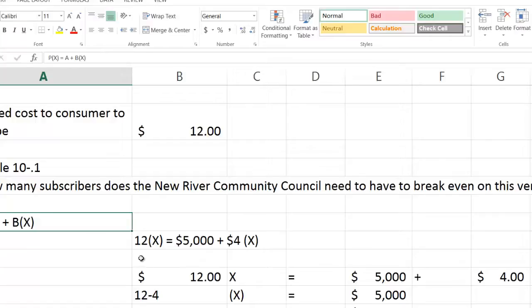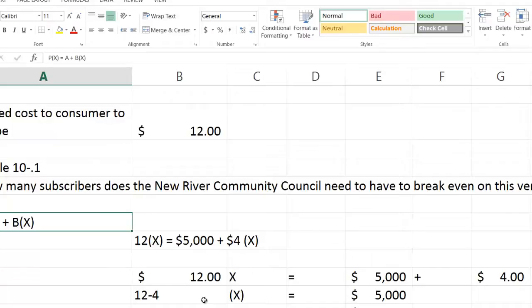Now let's just go over that again. It's going to cost $12. That's what we're going to get in. $12 is the subscription price, so that's that side of the equation. The left side is the total, which is $12 times the number of subscribers. And to break even, that equals $5,000, which is the fixed cost, plus $4 times the number of subscribers.